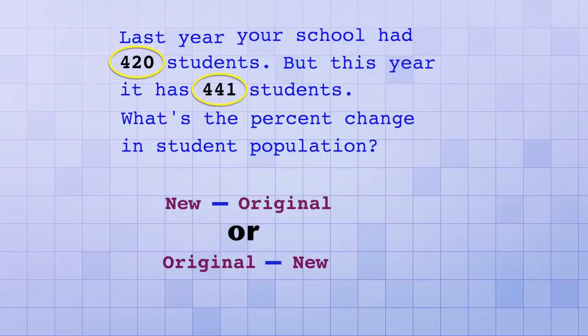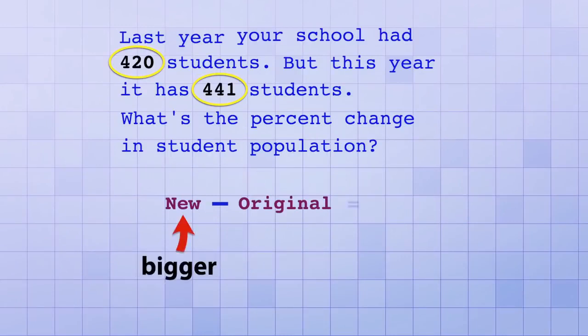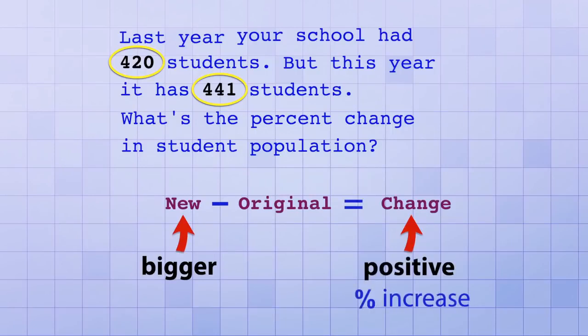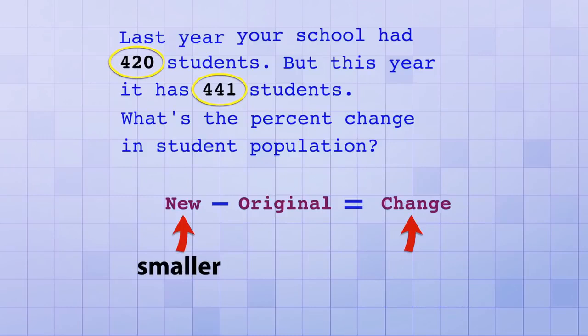Well, the standard way of doing it is to start with the new amount and subtract the original amount from it. If the new amount is bigger than the original, the answer you get will be a positive number, which means that you have a percent increase. But if the new amount is smaller than the original, the answer you get will be a negative number, which means you have a percent decrease.